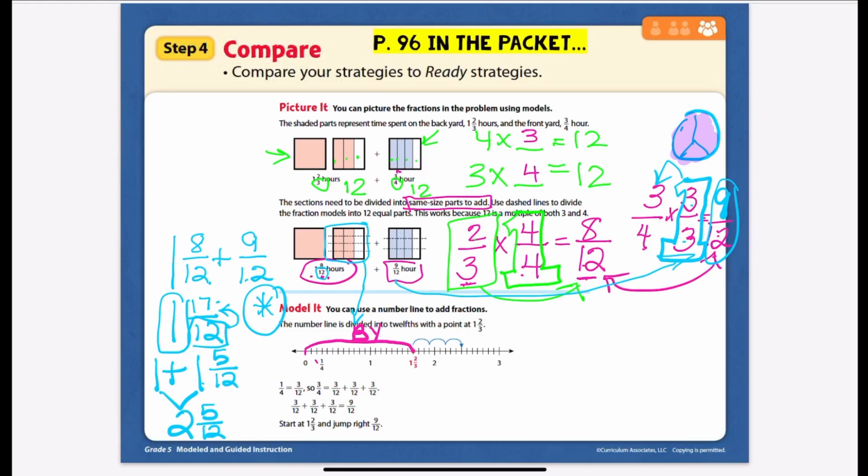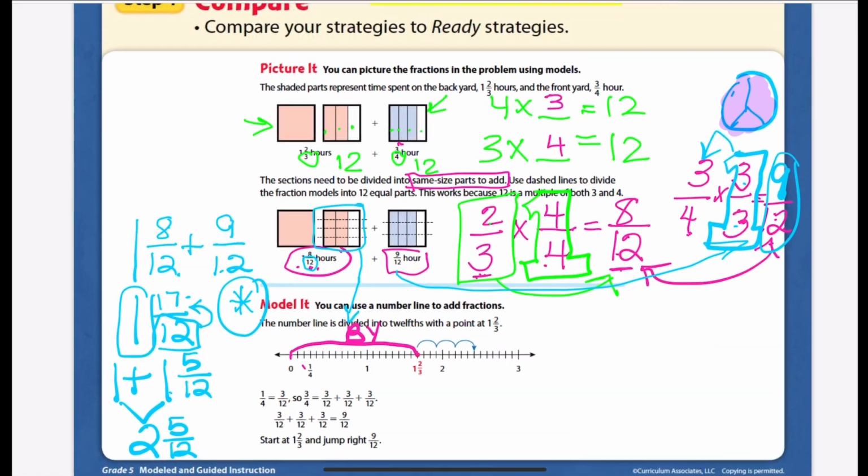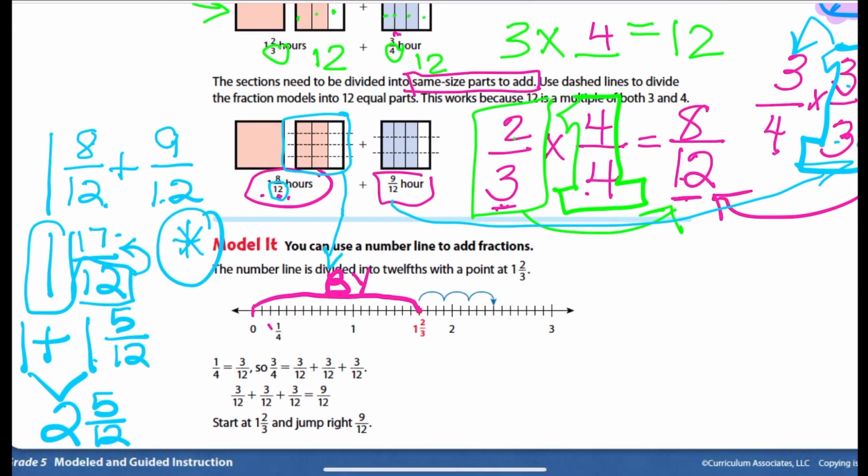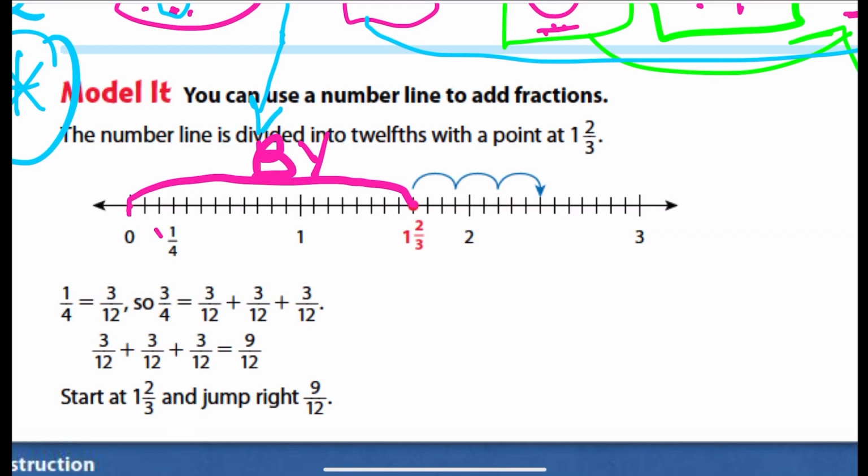And then that's why it says you need to hop 3 more, jump 3 more over 3/4 of an hour. And 3/4 we know is the same as what? Right here, 3/4 is the same as 9/12. So it says jump right 9/12. So we're here at 1 2/3, and we're going to jump 1, 2, 3, 4, 5, 6, 7, 8, 9/12 over. So where did we fall on the number line? What does this point right here represent?